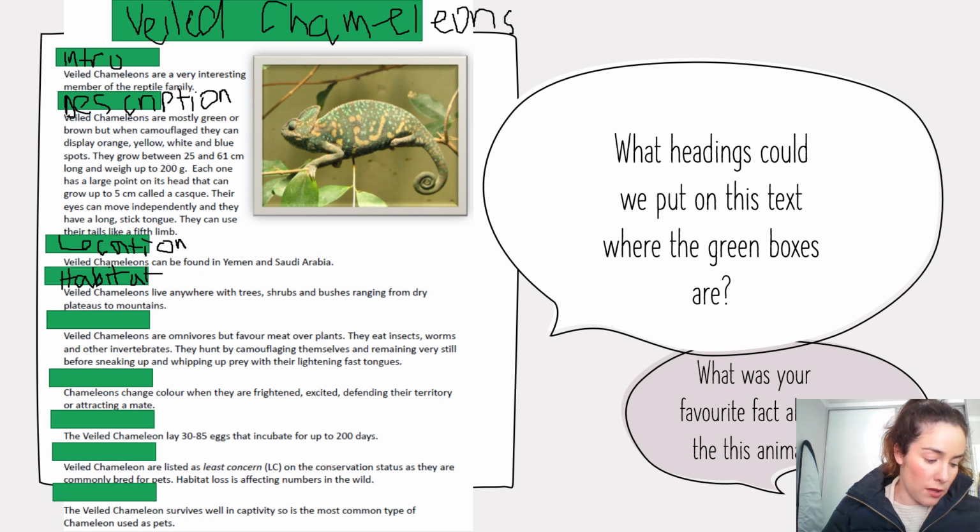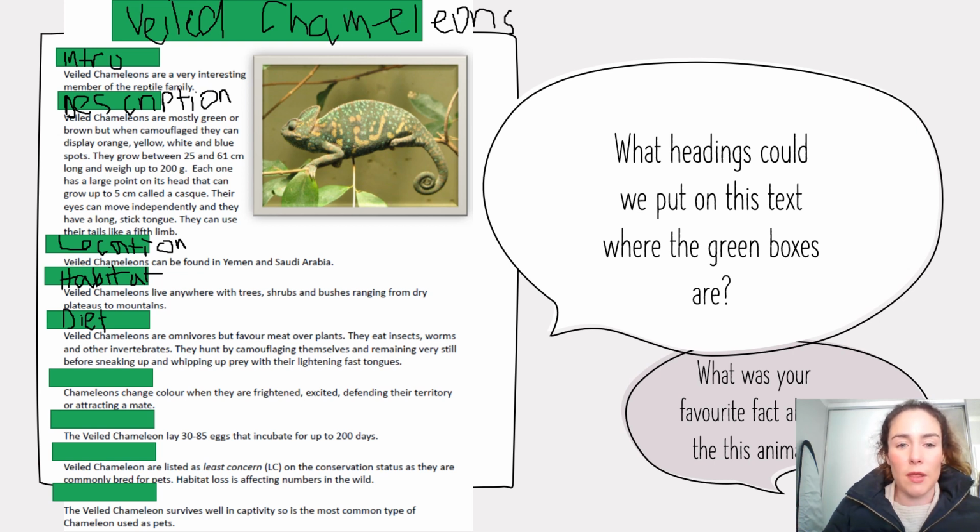So the next one we have here is their behavior. Oh, sorry, their diet. Sorry, their diet. So it's telling us what they eat. And an omnivore is someone that eats both meat and plants. So it's not a vegetarian or a carnivore like we saw on the other side. It's an omnivore.